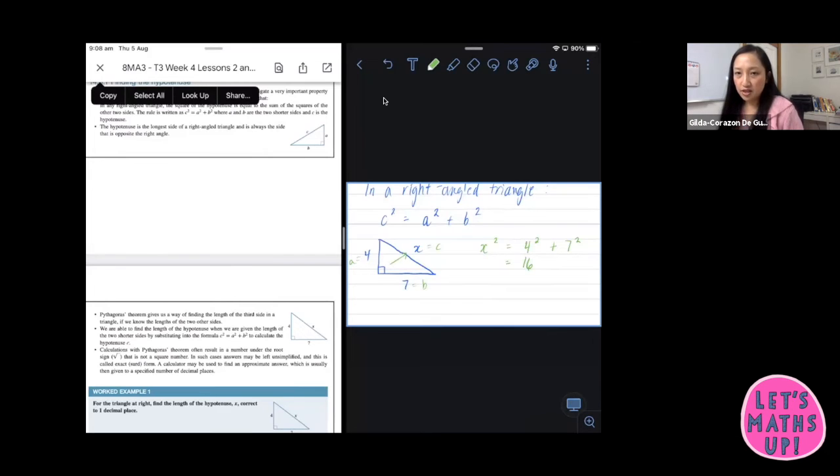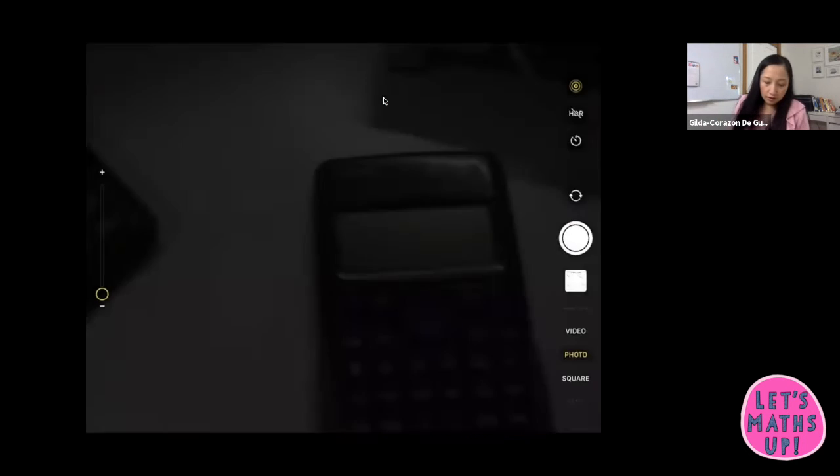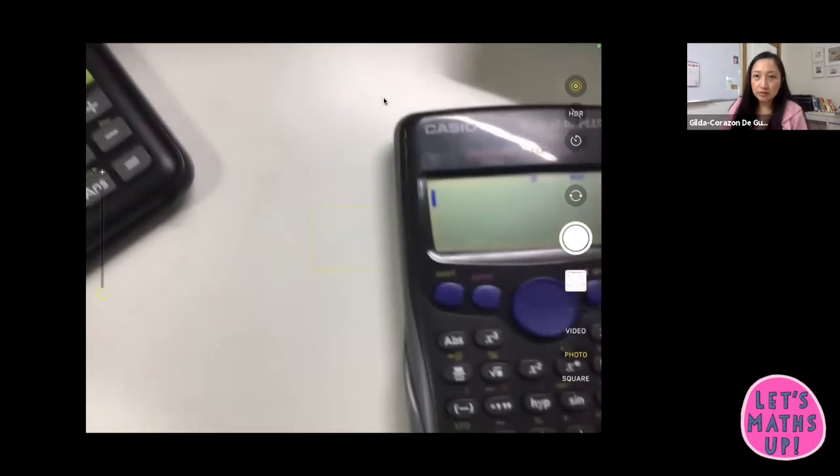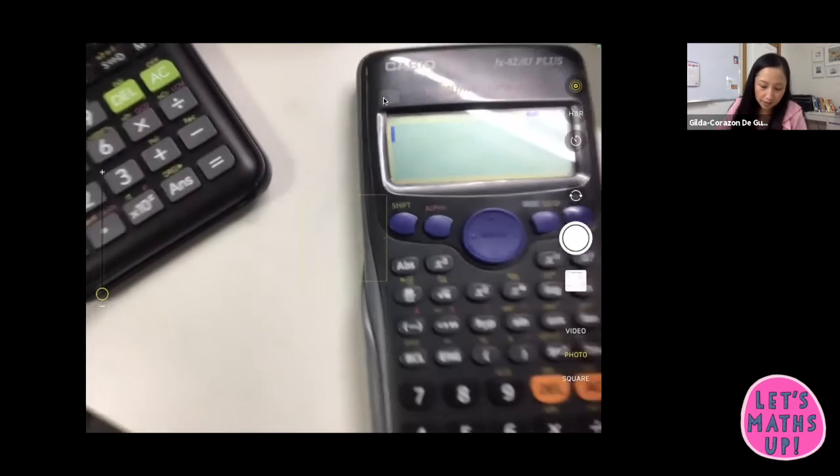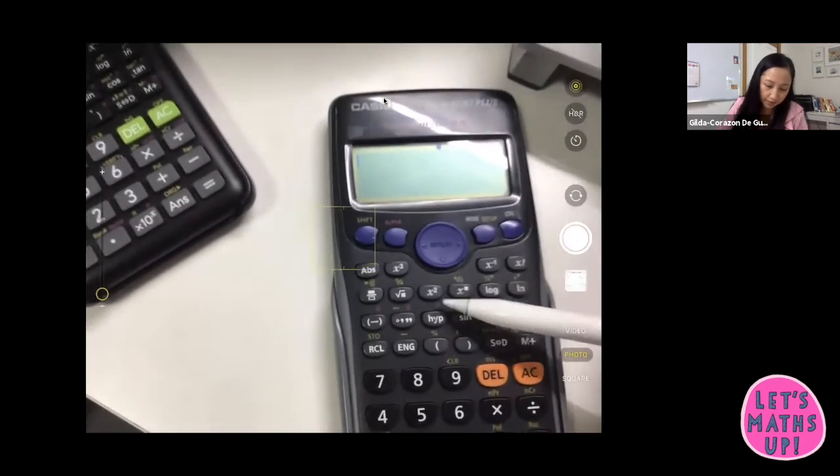The one that says times 2, is it times 2? X to the power of 2, hang on. Let me turn that on. Can you see it? Yeah. So you see how you've got the x squared?